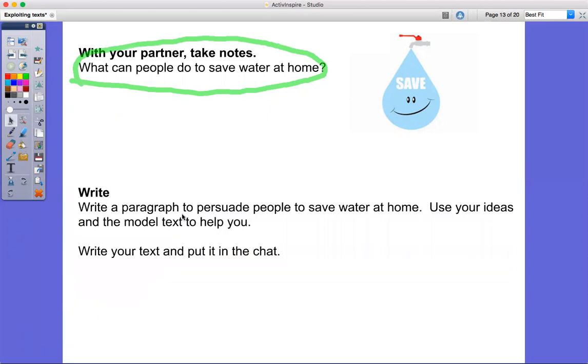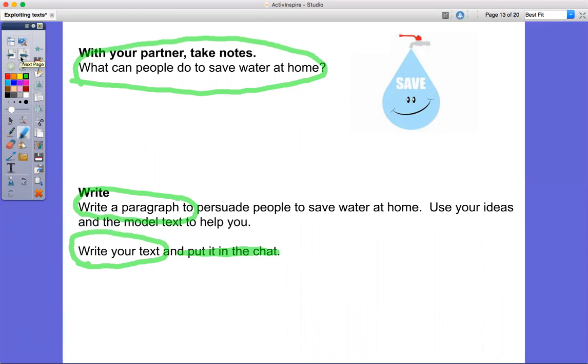Next is their actual writing. So now in pairs, they write a paragraph to persuade people to save water at home. Here I say write your text and put it in the chat, but for them they just write their text. They don't have a chat because they're not on WhatsApp. They write their text together.